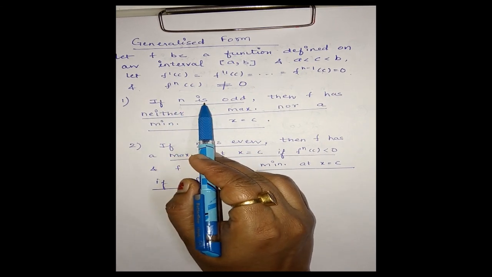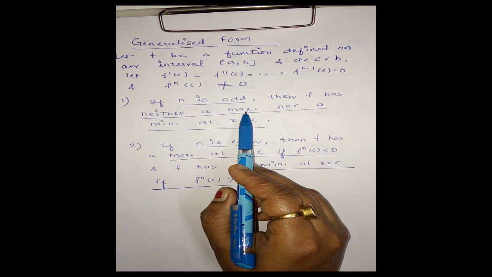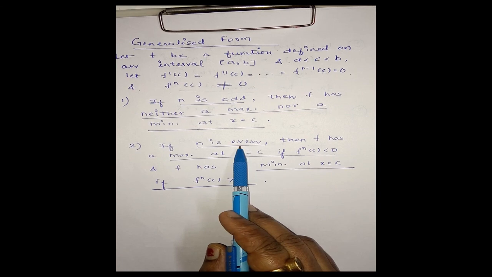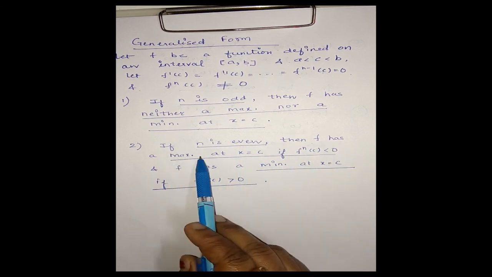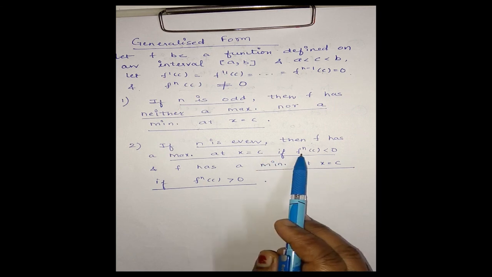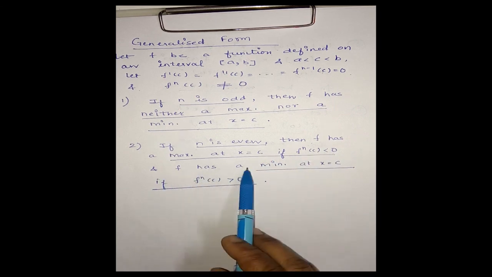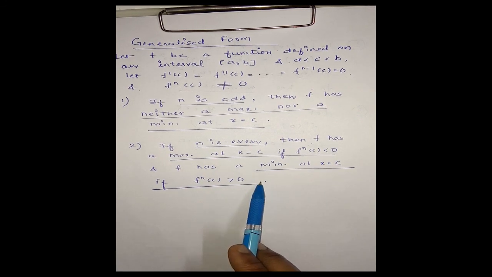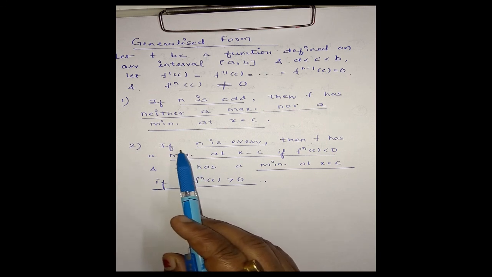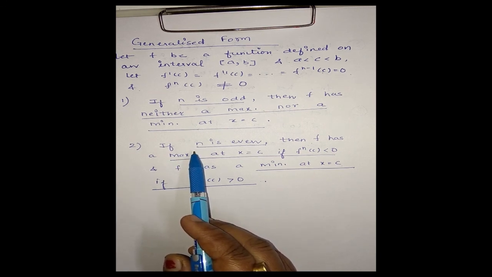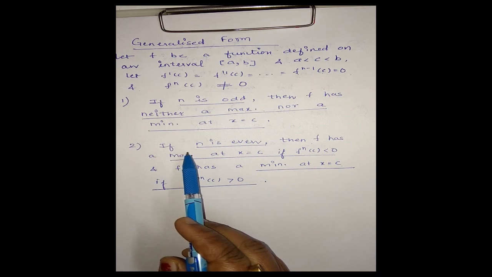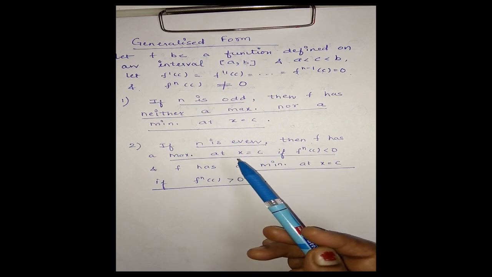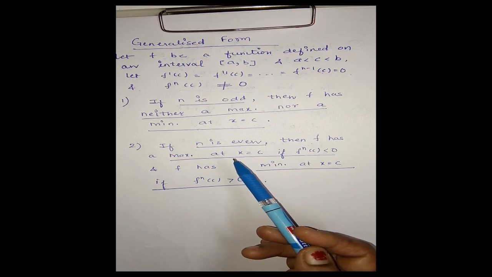If n is odd, then f has neither a maximum nor a minimum value at x is equal to c. But if n is even, then f has a maximum at x is equal to c if f^(n) c is less than 0, and f has a minimum at x is equal to c if f^(n) c is greater than 0. Okay, when we are considering the case of f dash and f double dash, and we have seen that when f dash c is 0 and f double dash c is also 0, okay, we cannot reach any definite conclusion whether it is maximum or minimum.